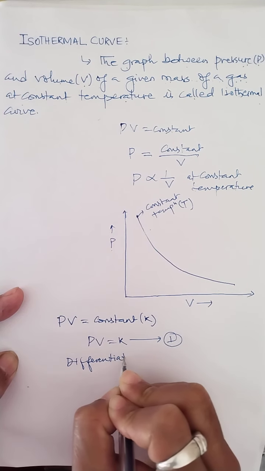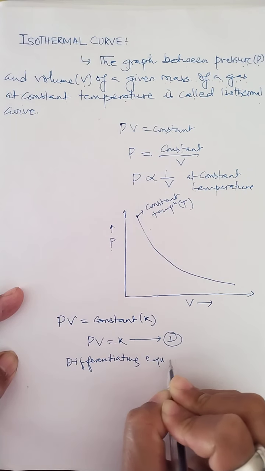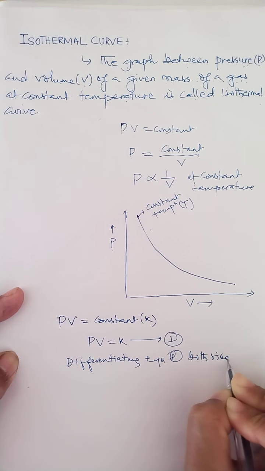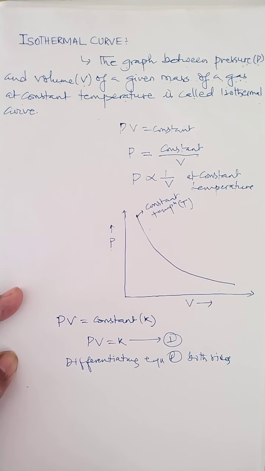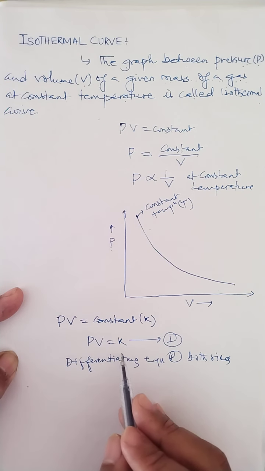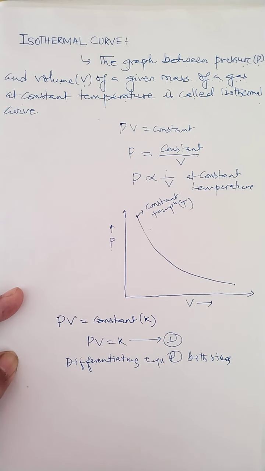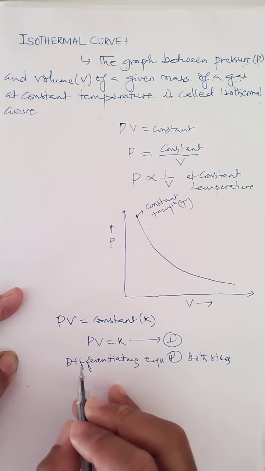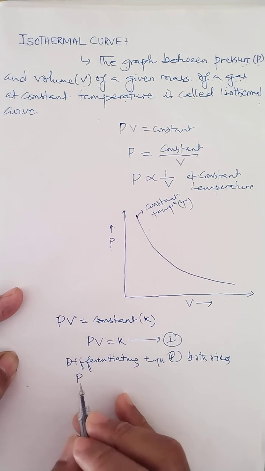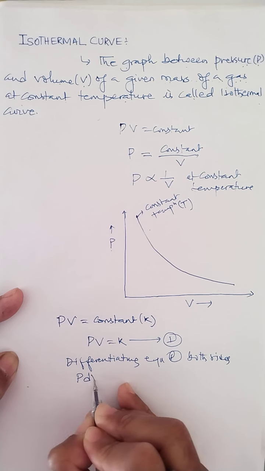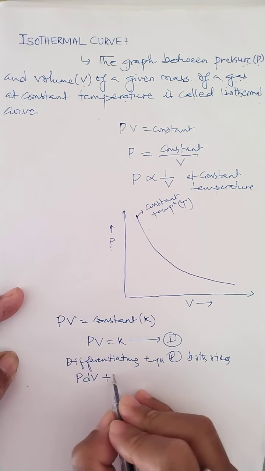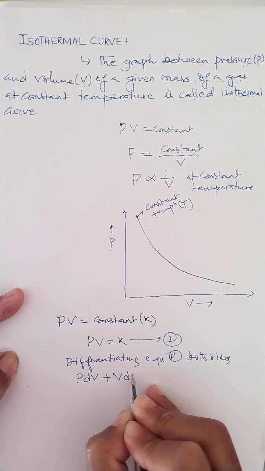Differentiating equation 1 on both sides, on the left hand side P and V both are variables, whereas K on the right hand side is constant. When you differentiate, we follow this rule: the first variable P times the differentiation of the second variable, dV, plus the second variable times the differentiation of the first variable.